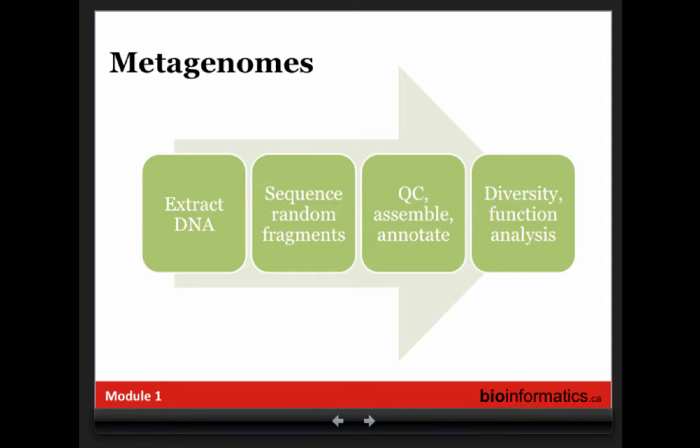For metagenomics analysis, of course, you also have to extract the DNA, but sequence random fragments instead of targeted fragments. Again, QC and annotation of the sequence. But in this case, because the fragments are randomly sheared, you have the option of trying to assemble these staggered fragments. And after you get your sequences, again, you can carry out taxonomic analysis to look at the diversity of the community. You can also carry out functional analysis and try to predict the functions of the community. And this is what Morgan will cover tomorrow.